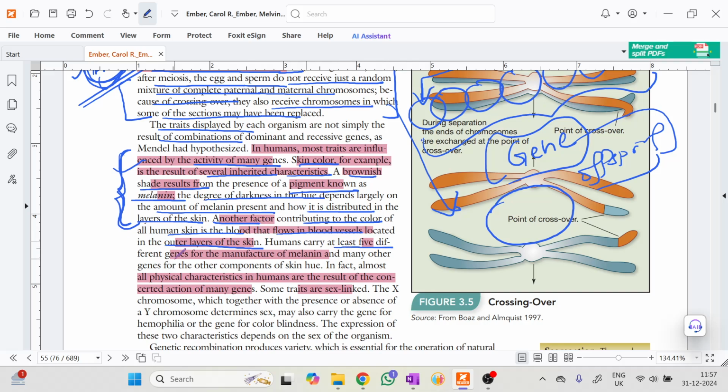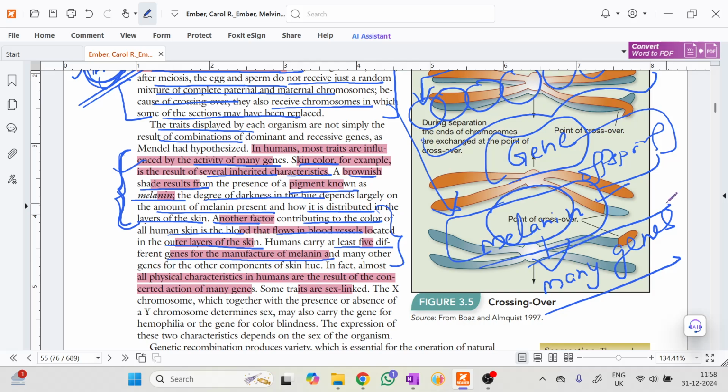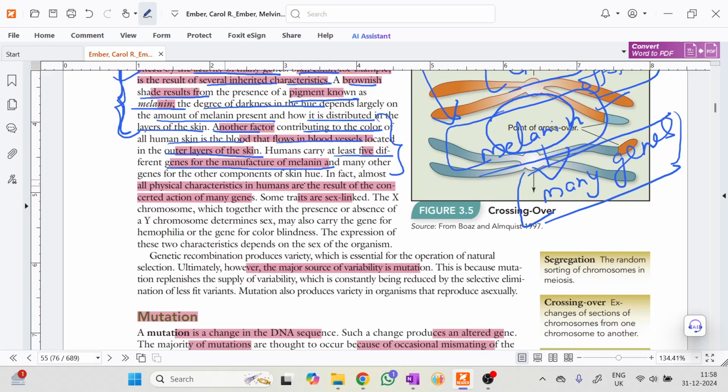And humans carry at least 5 different genes for manufacture of melanin. So here you can see melanin or the skin complexion itself. We may point out one hormone or one pigment, melanin, but the production or expression of melanin itself depends on many genes, a group of genes. So the inheritance of genes in offspring is a complex process. In fact, almost all physical characteristics of humans are the result of concerted action of many genes.